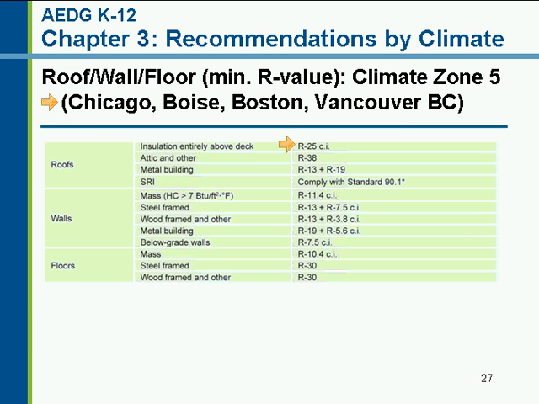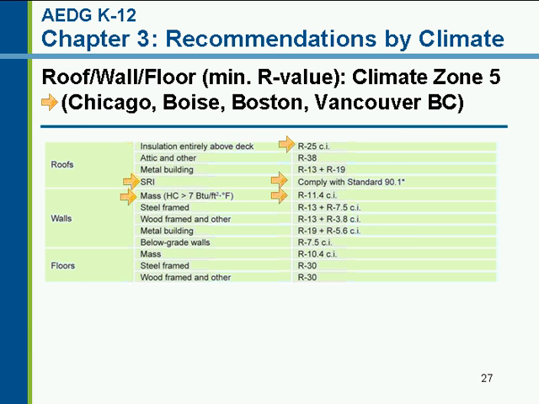Now you're seeing we're getting to colder climates. You do want the thicker insulation values. For SRI, the solar reflectance index, it's saying comply with standard 90.1, so there is not a specific requirement here. Because it's a northern climate, there's not such a cooling load, so there's not a special criteria. Mass walls, higher insulation, R11.4 continuous insulation. Now for all the other wall types, you see cavity insulation plus continuous insulation. So the steel framed wall in Chicago, R13 cavity insulation plus R7.5 continuous insulation.